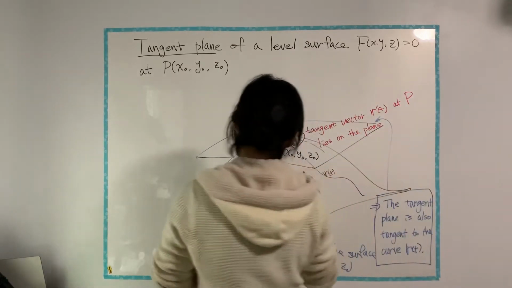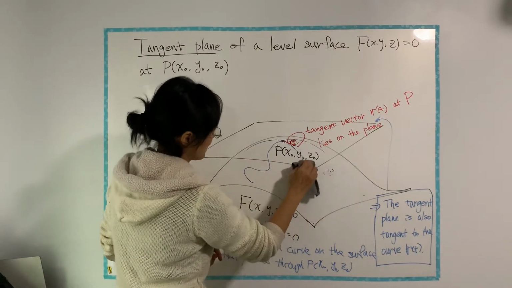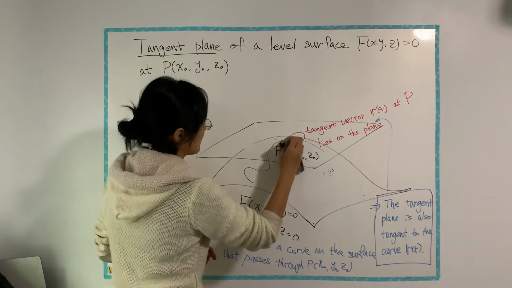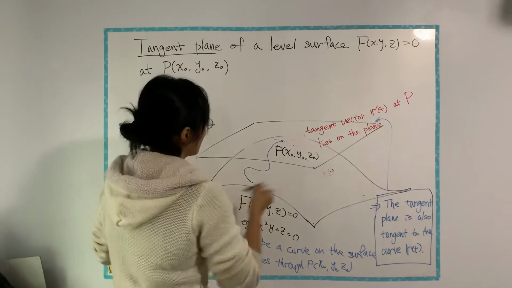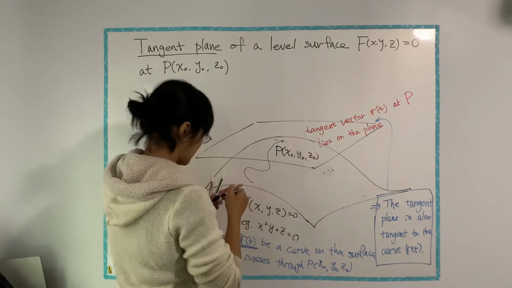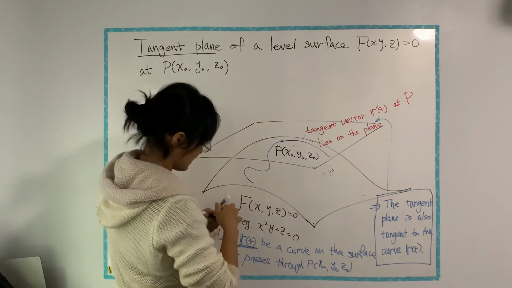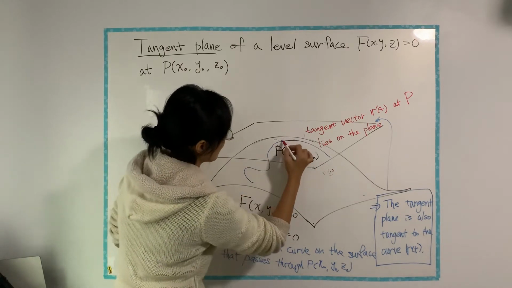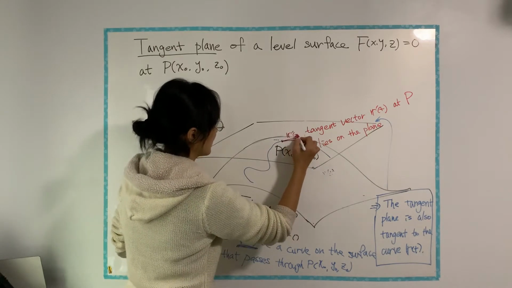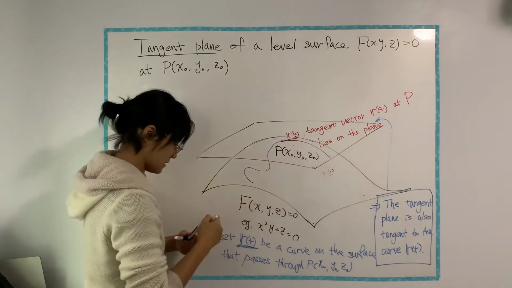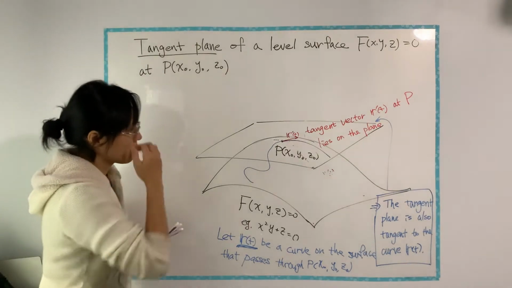Okay? And you can see if we use this other curve as an example, so let me erase this one. If I use this curve as an example, then my tangent vector will be like that. Okay, it's still sitting on the plane. So if it's sitting on the plane, what do we know?